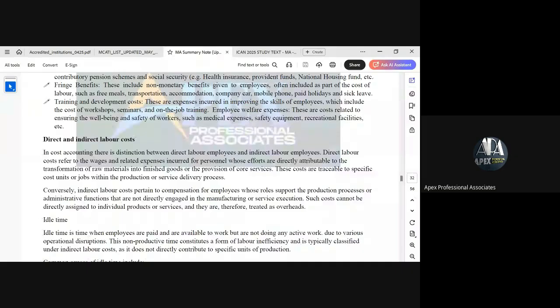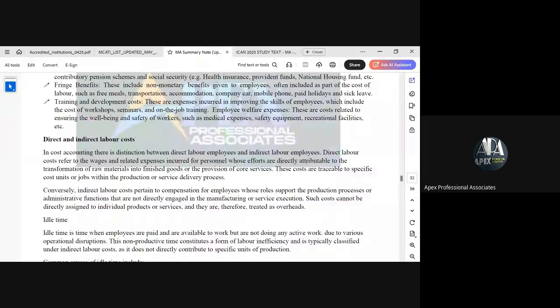Number one is idle time. I told you when we started this topic that there are certain things that make up the cost of labor. Number one among them, when you're looking at the cost of labor, is the salaries and wages of the employees. That is the first area you can source for your cost of labor.